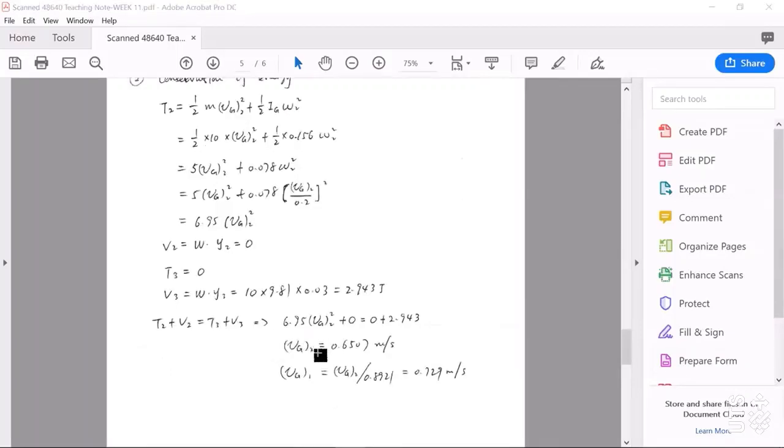Okay, now here we can work out Vg2. And previously we have already worked out the relationship between Vg2 and Vg1. So finally, we can find Vg1. This is the minimum initial velocity of this wheel required for the wheel to just roll over the obstruction.